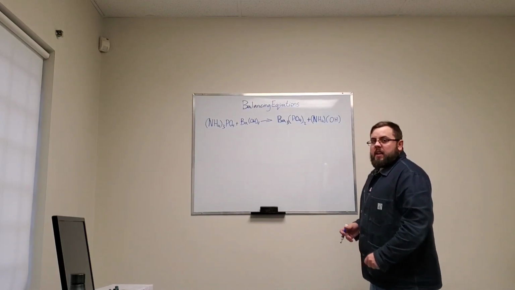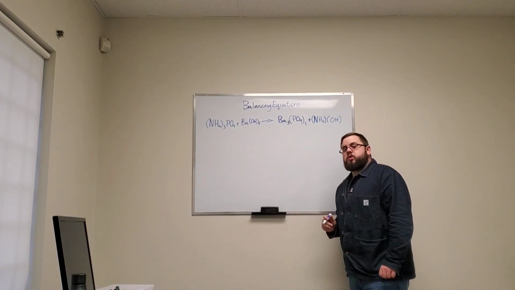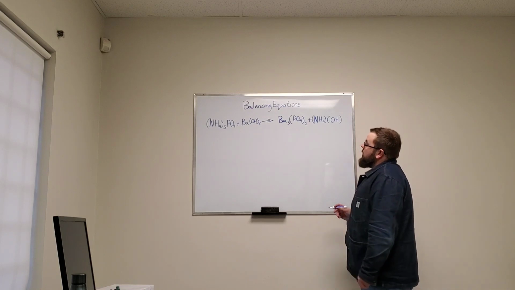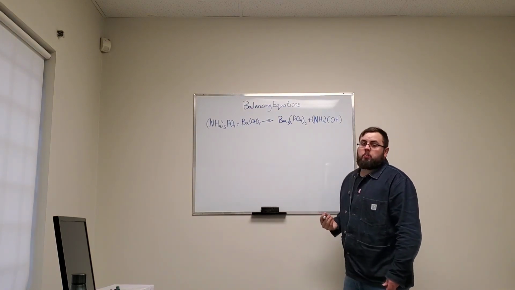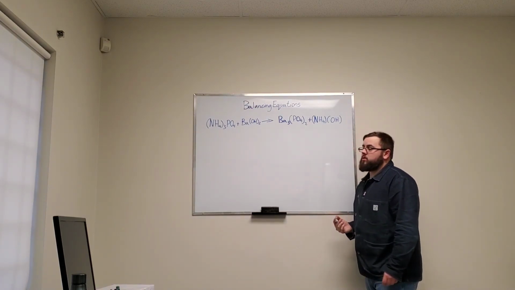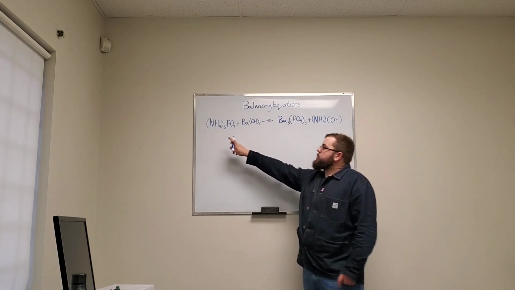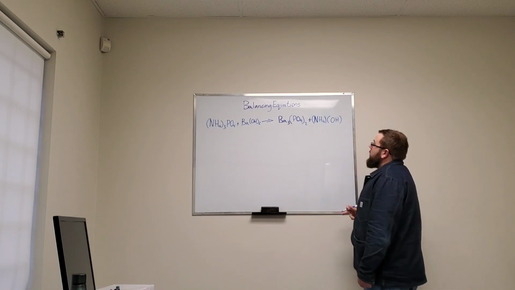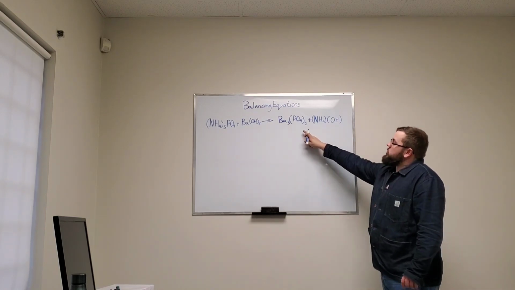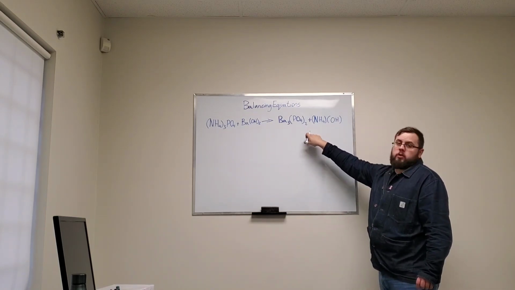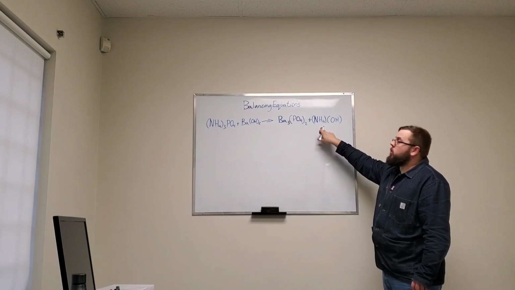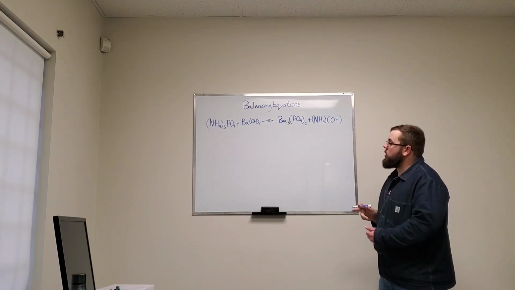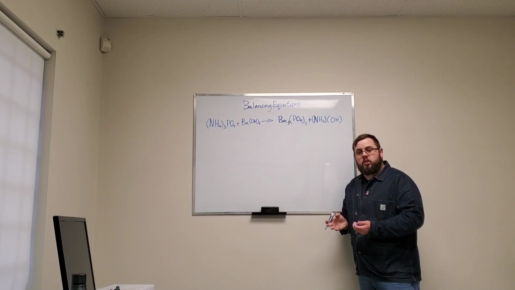Alright, hello Science 10. We're looking at balancing equations again. This time I've got an example that includes polyatomic ions, okay? So, I've got NH4PO4 plus barium hydroxide, Ba(OH)2, and then we are turning into Ba3(PO4)2 plus NH4OH, okay? So, this is a skeleton equation, right?